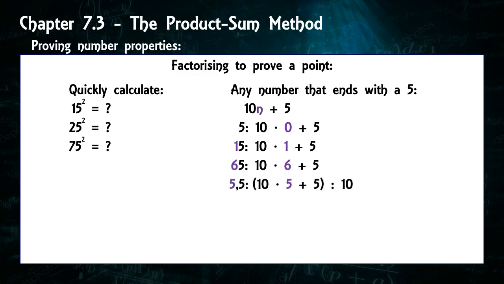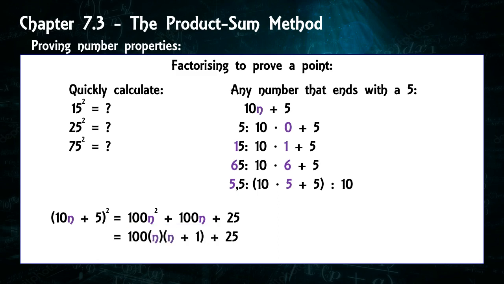The square of this form is (10n plus 5) squared, which can be simplified to 100n squared plus 100n plus 25. By factorizing the first two terms, we can turn this into 100n(n plus 1) plus 25. With some smart deduction, this is where the trick comes into play. This part of the expression means that I can take the digit in front of the 5 and multiply that with the next natural number, so 2 times 3 or 7 times 8. We then place this product in front of the 25 from the expression.